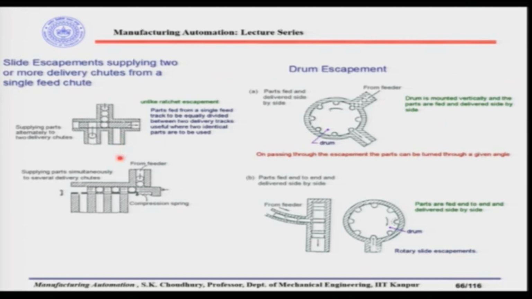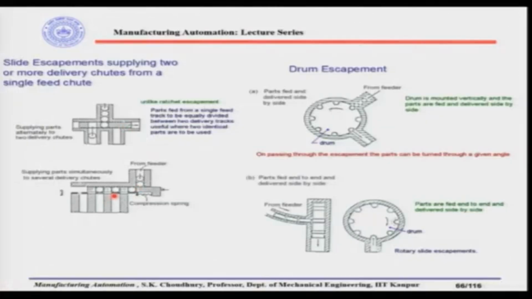So, that means from one feeder you can put one part in one delivery chute once and in the second delivery chute next. So, parts fed from a single feed track are equally divided between 2 delivery tracks, useful where 2 identical parts are to be used. So, parts are supplied alternately to the delivery chutes. Once one part goes, a similar part comes to the other delivery chute during the movement of the slide.